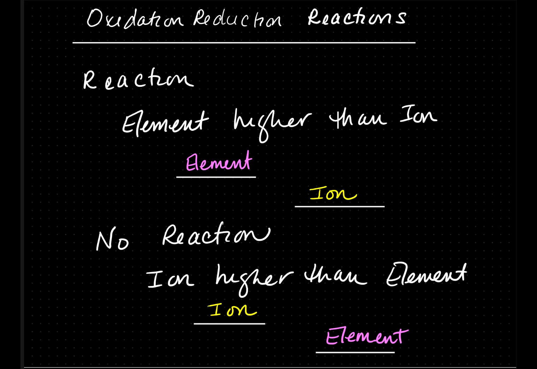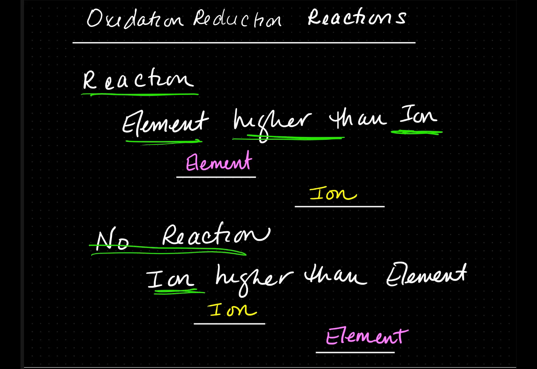If you are in regular chem, all your single replacements will work. Honors or AP, you need to check the activity series to make sure the reaction occurs. If a reaction occurs, the element must be higher than its ion form on the activity sheet. If there is no reaction, the ion will always be higher than the element.